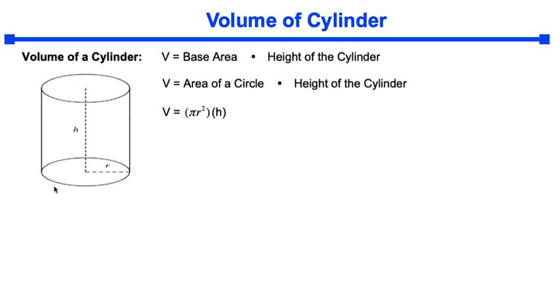And here is your base, which is a circle. So we'll be using the area of a circle formula multiplied by how tall the cylinder is, which is called the height of the cylinder. So pi r squared is the area of a circle, and we're going to multiply that by h, which is the height of the cylinder.